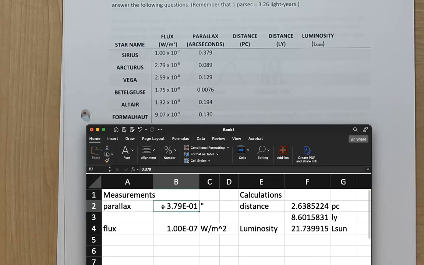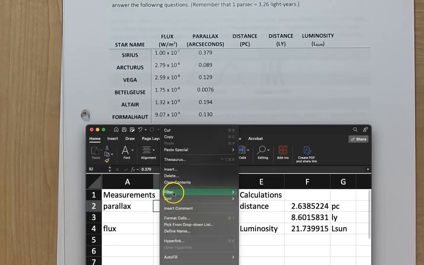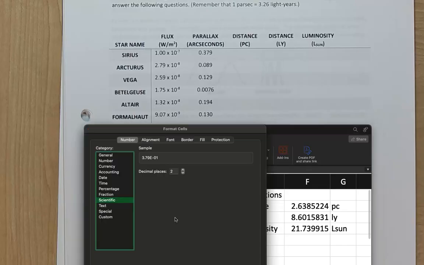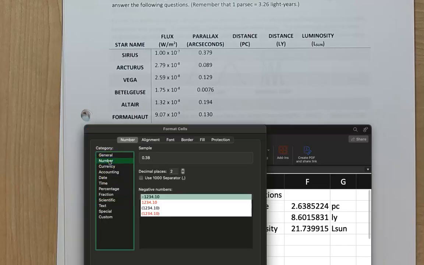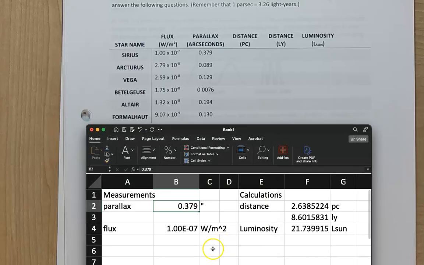The spreadsheet is showing me the parallax angle in scientific notation. It's still the same number, it's just in scientific notation, and I don't want that. That's going to look annoying, so I'm going to change that. Go into Format Cells, change that to a decimal instead of scientific notation, and okay, now that looks the way it looks on my spreadsheet. So that'll be more appealing.